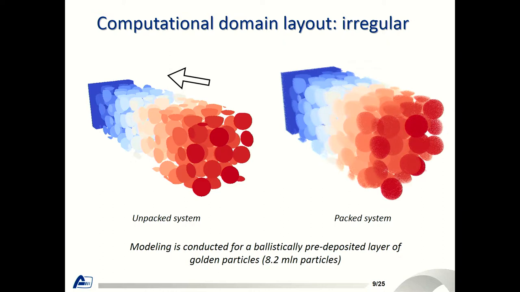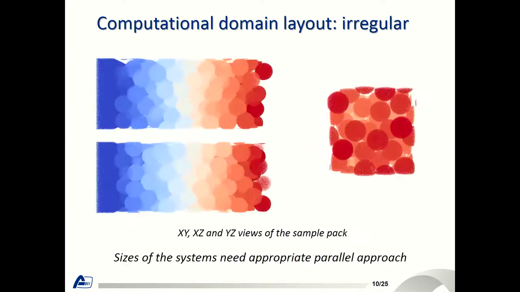And also, the new results we obtained recently are modeling of irregular pack, as it is, of course, observed in the experiment. How do we do it? We randomly place the spheres. There are periodic boundary conditions here, here and here. We place them randomly, and then we just pack them using our code, like direct modeling of ballistic packing. This simulation uses 8.2 million particles. Here is a side view of the sample pack. And it's clearly seen that there are so many SPH particles that all the modeling needs a proper parallel approach.